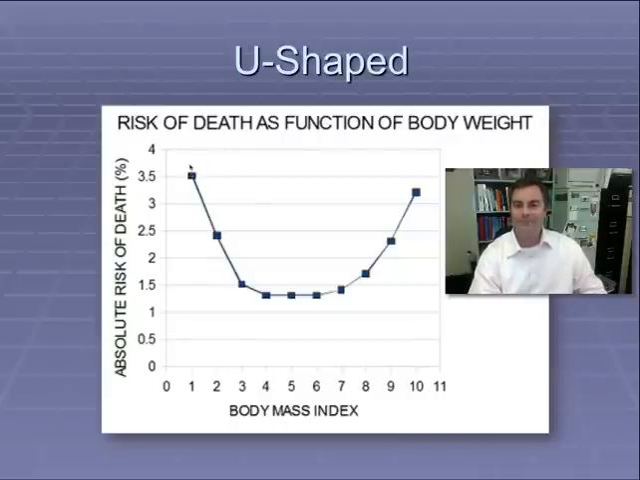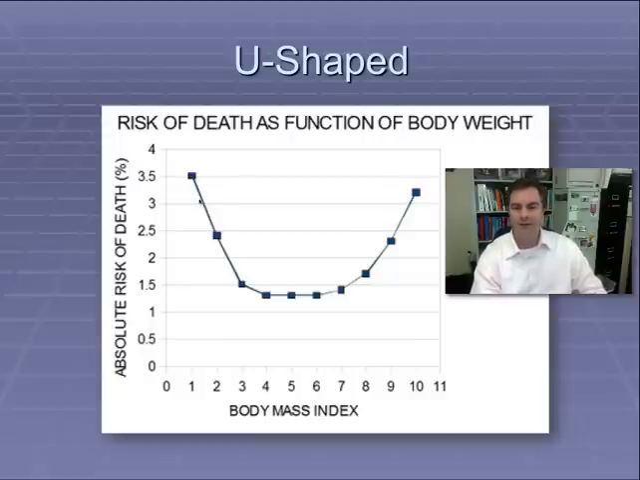So here's risk of death as a function of body weight. We have body mass index down here, and a low body mass index means thin, skinny, then middle, and obese. The absolute risk of death is on this scale. If you're too thin, that carries actual inherent risks. That's not healthy, especially when you get older.